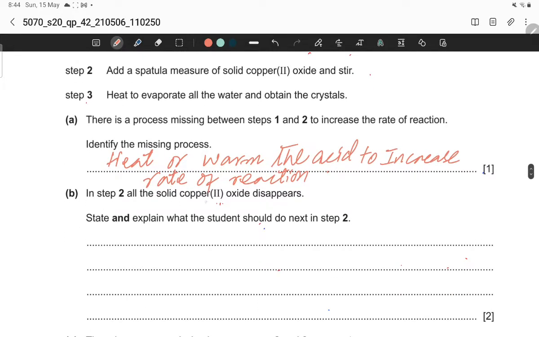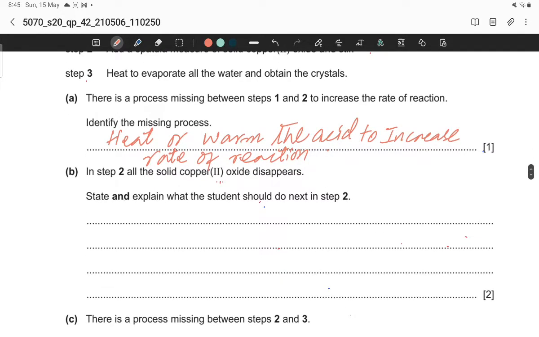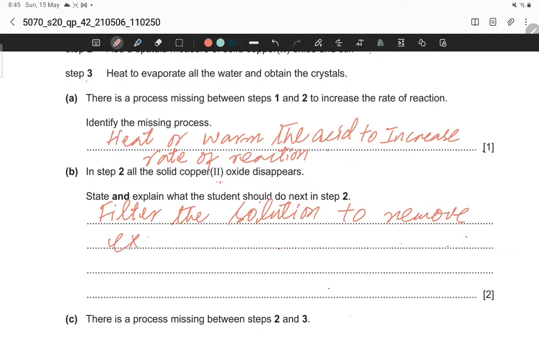In step 2, all the solid copper 2 oxide disappears. State and explain what the student should do next in step 2. Filter the solution to remove excess copper 2 oxide.